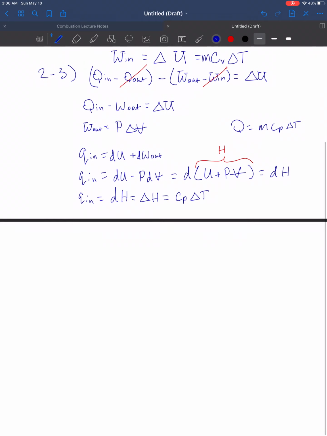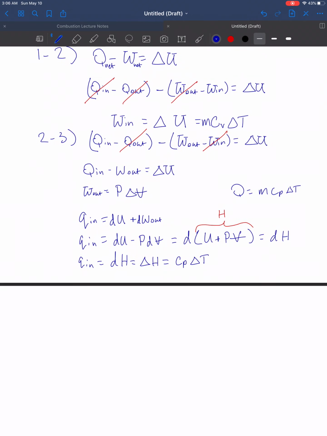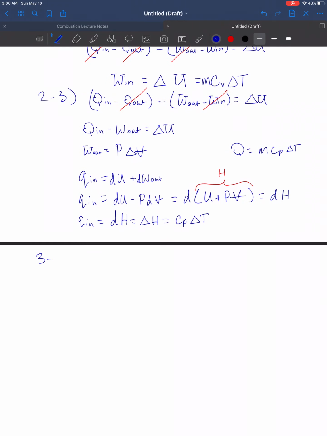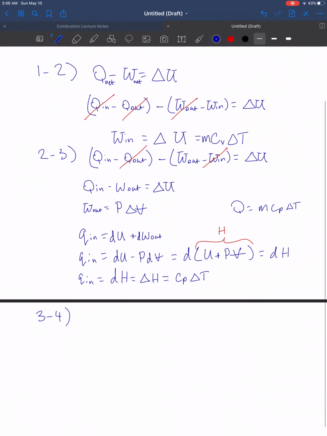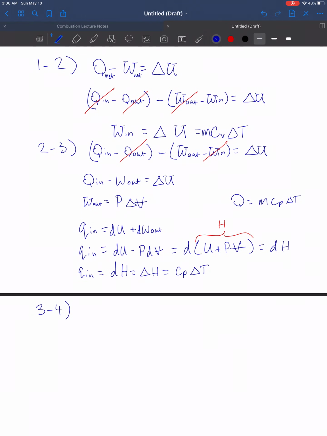So what do we end up getting? That CP delta T is what we can use to calculate our Q in, okay? Now, I want us to look at 3 to 4. What does 3 to 4 look like? For 3 to 4, we have our Q out, right? Y'all know where I'm getting these values from. So I'm going to go ahead and say Q out for 3 to 4.